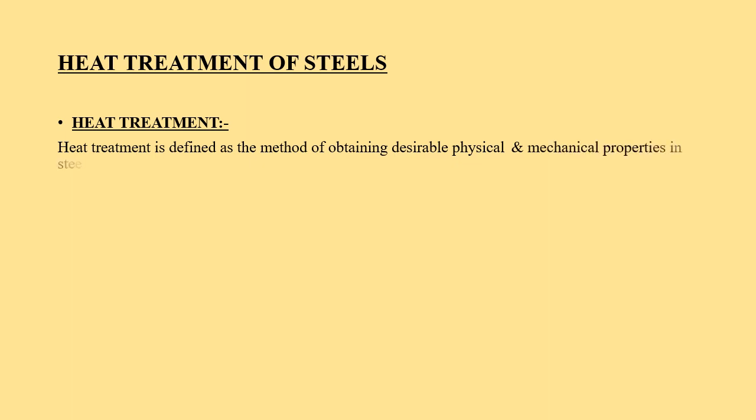Now, what is heat treatment? Heat treatment is defined as the method of obtaining desirable physical and mechanical properties in steel by heating the steel to a definite temperature and then cooling it at a suitable rate.